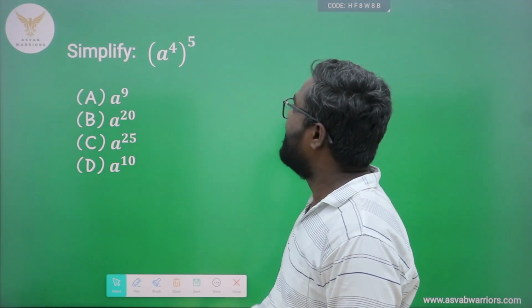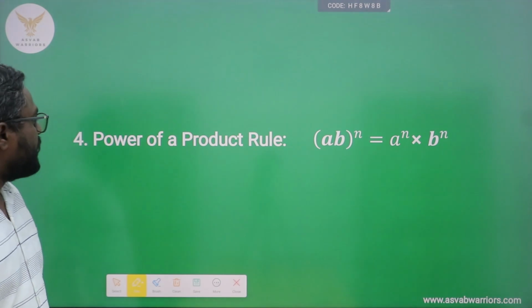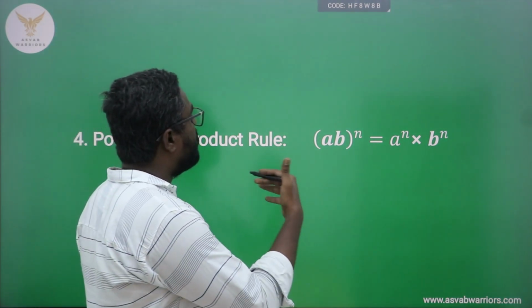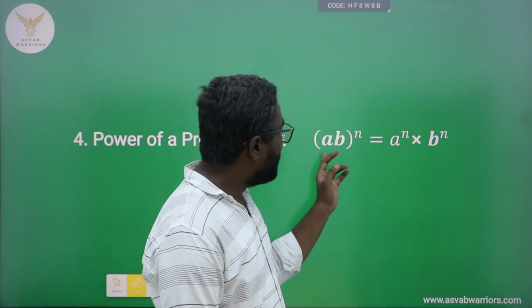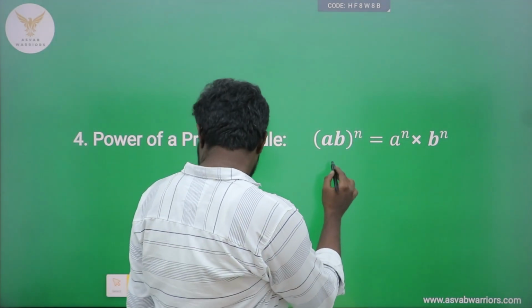Now let's move on to the last rule of this video, which is nothing but power of a product rule. So which says ab to the power n. Let me simplify it for you further.